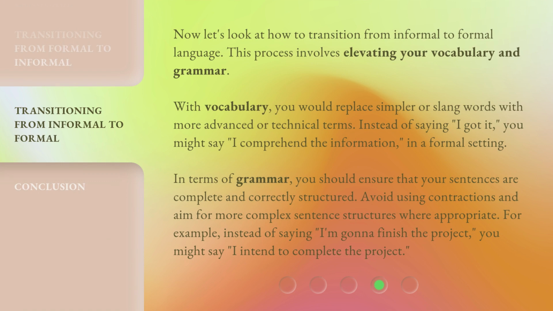Now let's look at how to transition from informal to formal language. This process involves elevating your vocabulary and grammar. With vocabulary, you would replace simpler or slang words with more advanced or technical terms. Instead of saying, "I got it," you might say, "I comprehend the information," in a formal setting.